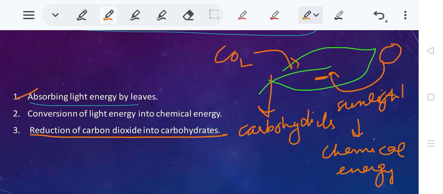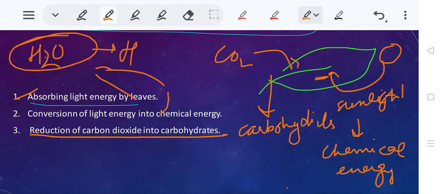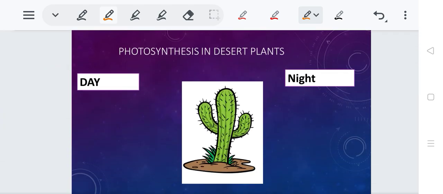So in the second process, it's in your NCERT, it's also written, we break water using sunlight into H positive ion plus OH negative ion. You may also write it with the second point. Okay. So now we have discussed the photosynthesis in plants. So we have one special case here, which is photosynthesis in desert plants.